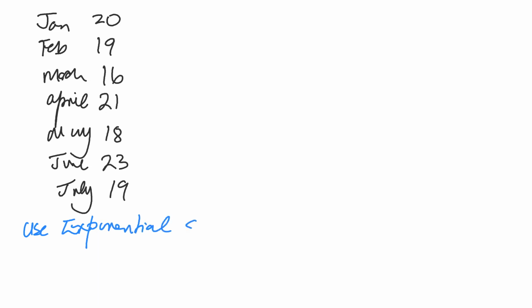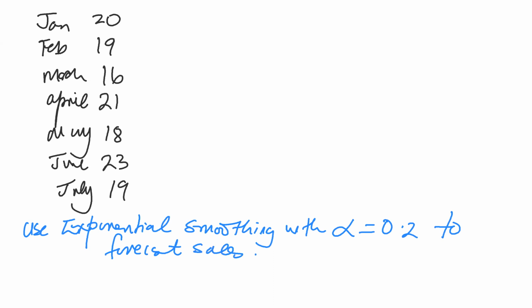Now, we're going to write back our figures: 20,000, 19,000, 16,000, 21,000, 18,000, 23,000, and 19,000. Suppose your instruction now is: use exponential smoothing with alpha equals 0.2 to forecast sales.